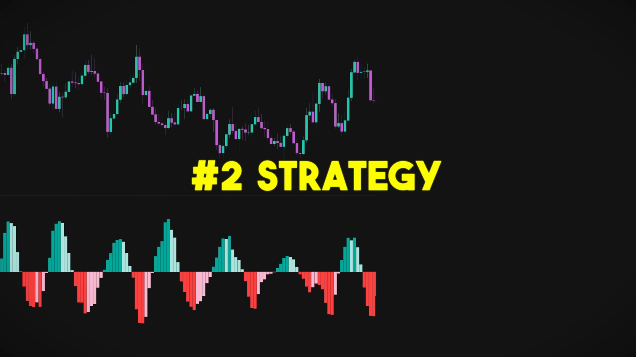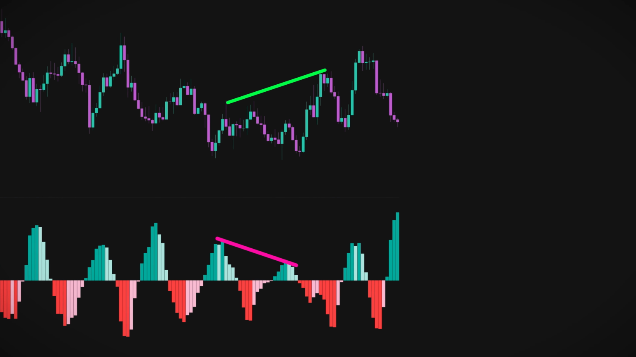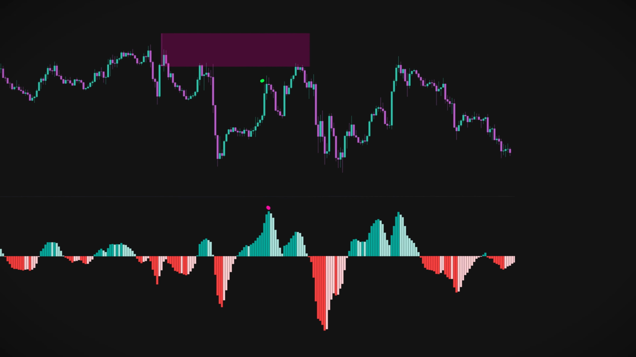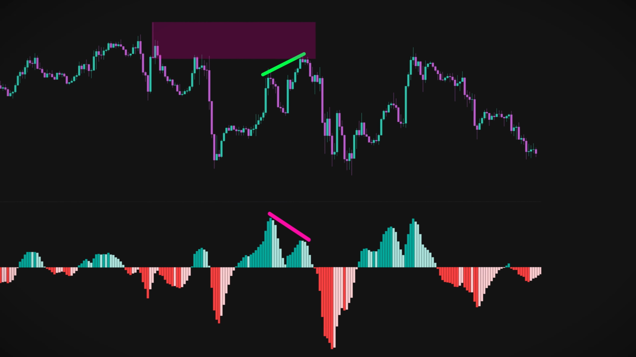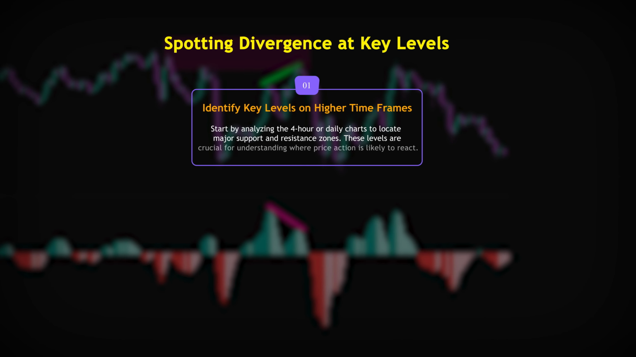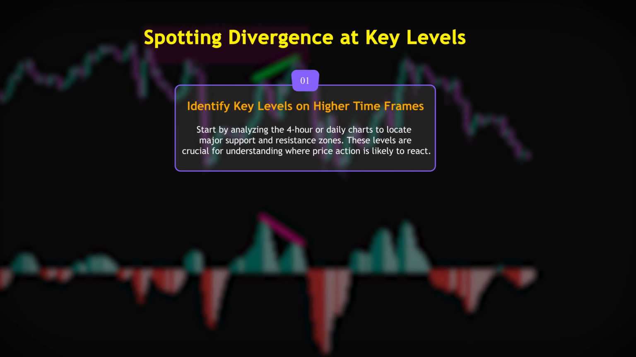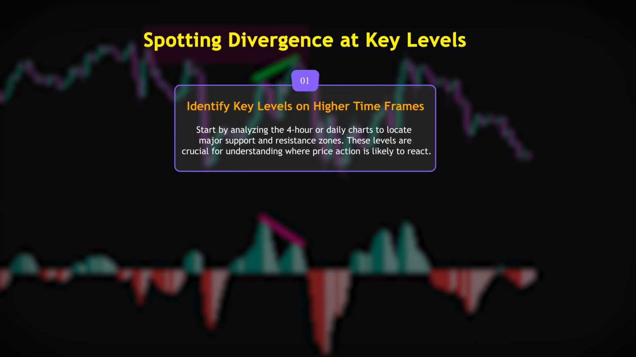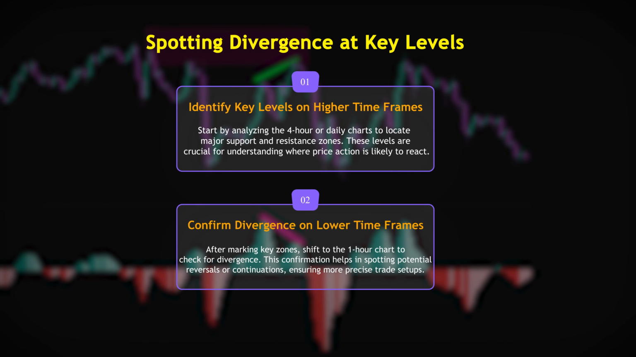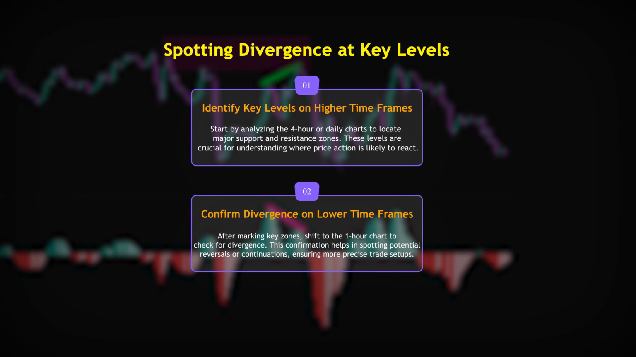Divergence is a strong signal that prices may reverse, but not every divergence is worth trading. To improve the odds of success, focus on key reversal zones and look for divergence within those areas. One way to spot these zones is by using support and resistance levels. Start by identifying major support and resistance on higher time frames, like the 4-hour or daily charts. Then, switch to a lower time frame, such as the 1-hour chart, to confirm divergence at these critical levels.